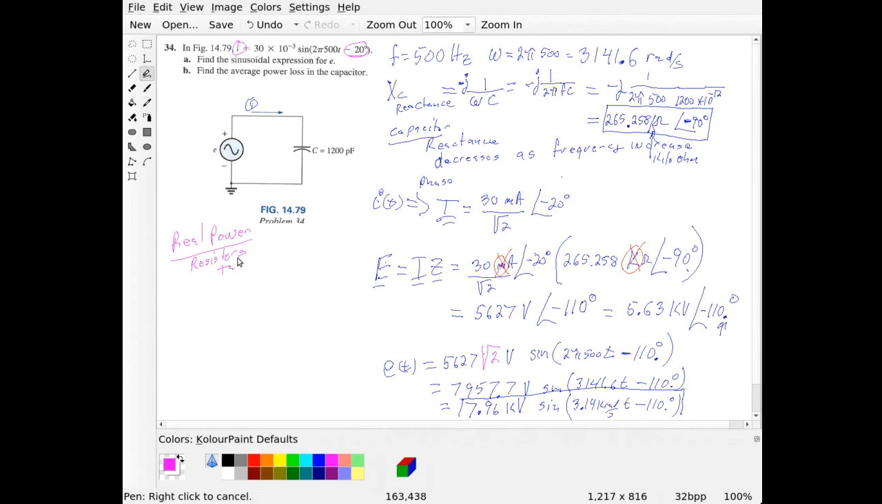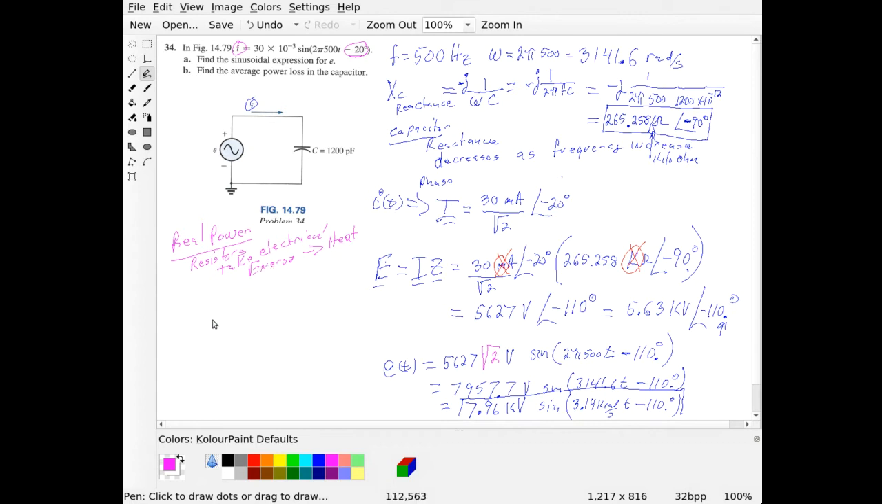Resistors take electrical energy and turn that into heat, right? And they turn it into heat, or technically it's thermal energy. So they take electrical energy and turn it into thermal energy.